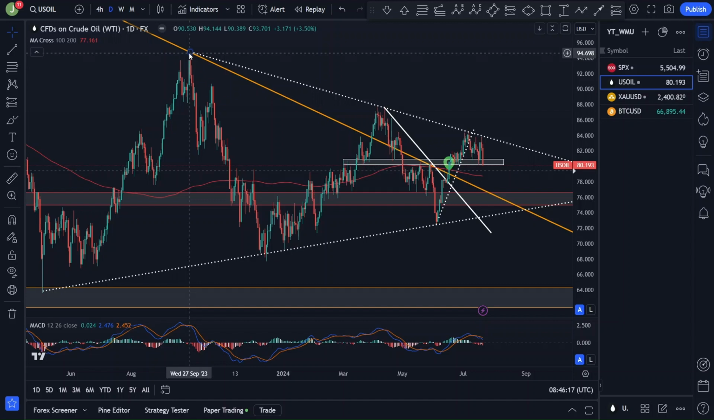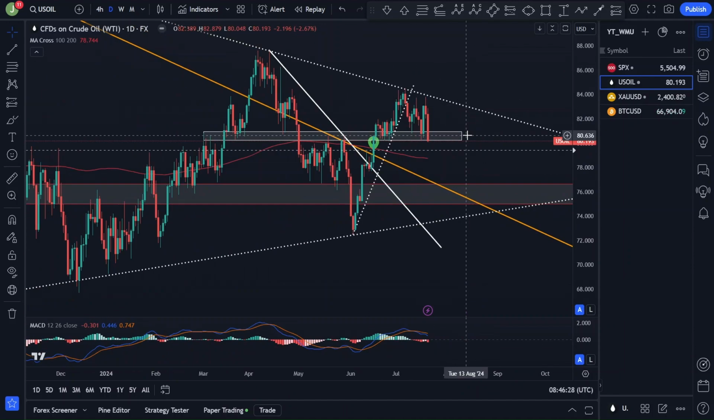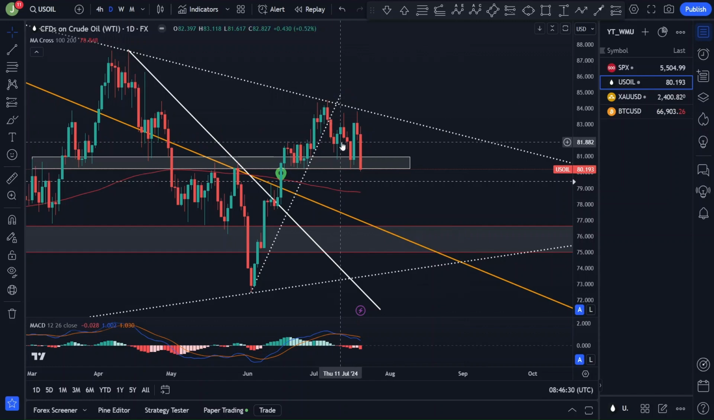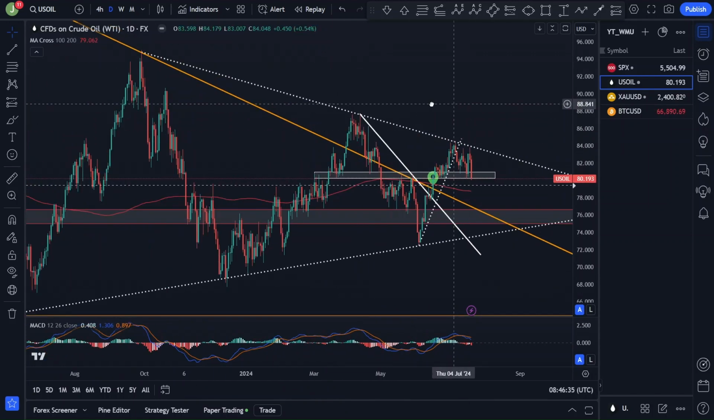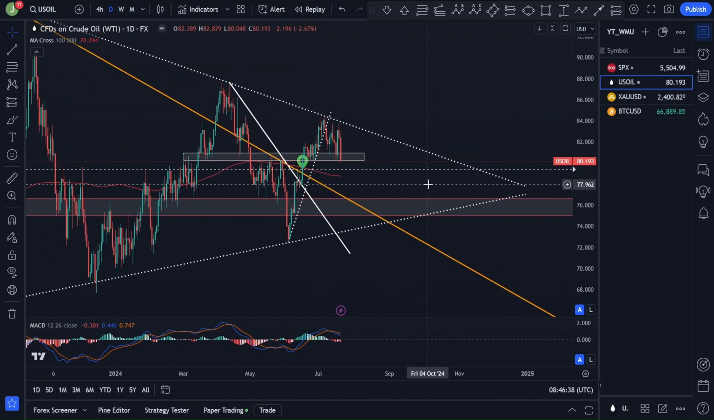But it seems like price at the moment will respect these lines, because 1, 2, 3, 4, 5, 6 points where it touched this line and respected it and bounced in the other direction. What normally happens with this kind of formation is that we move into this peak and then break out to one or another side, A to the upside or B to the downside.